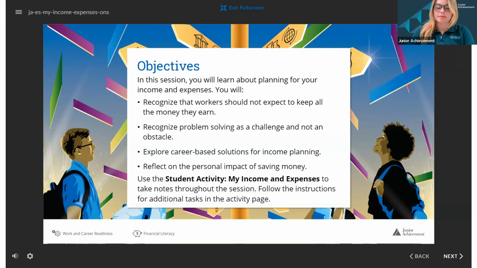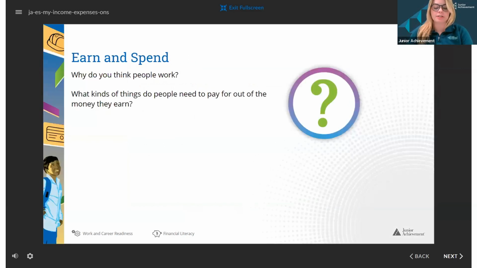The next slide showcases a few questions to prompt students to consider why people work. I suggest discussing this with students and then asking them to consider what kind of jobs they are personally interested in for their own future. From there, you could call on some students to share what they would like to be.